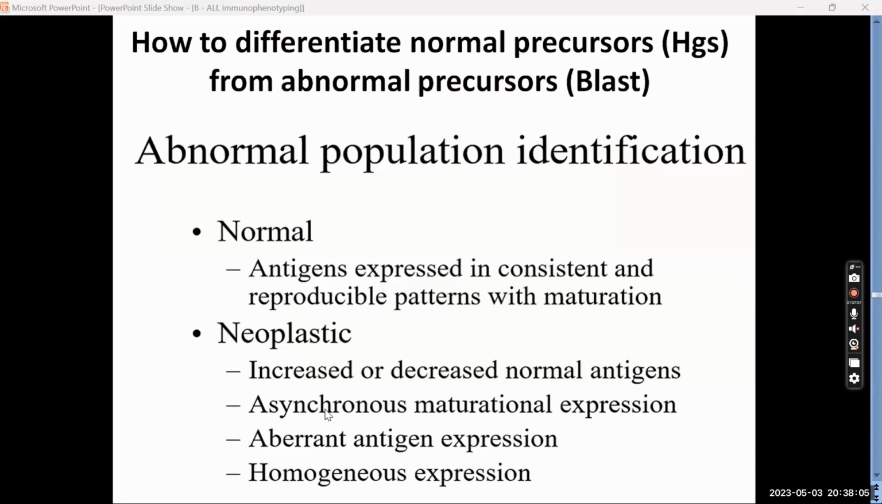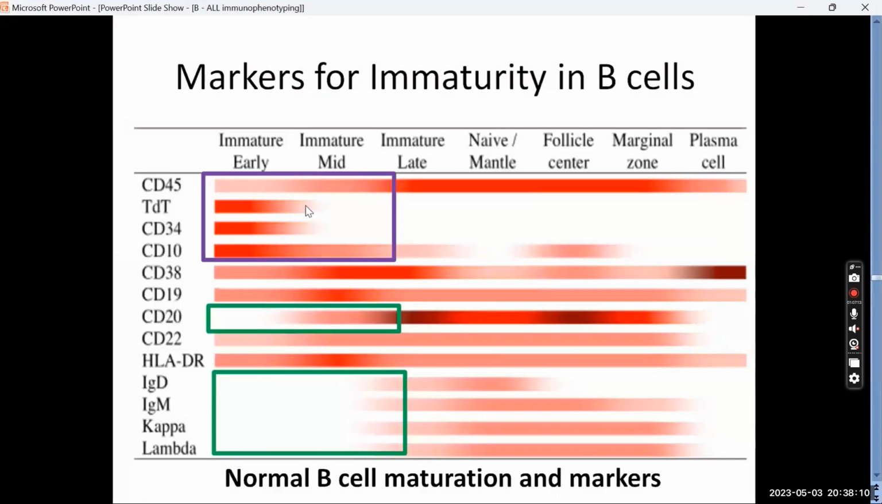It can show asynchronous maturation expression. I'll show what is asynchronous, because anyhow I'll be taking this in MRD, but making it very fast. See, you can't have one immature and one mature marker. So if it is normal cells, it should follow this pattern. For example, if it is CD34 positive, it should be CD20 negative if it is normal hematopoietic. If you find a population which is CD34 positive and also CD20 moderate positive, then it is abnormal. This is called asynchronous maturation.